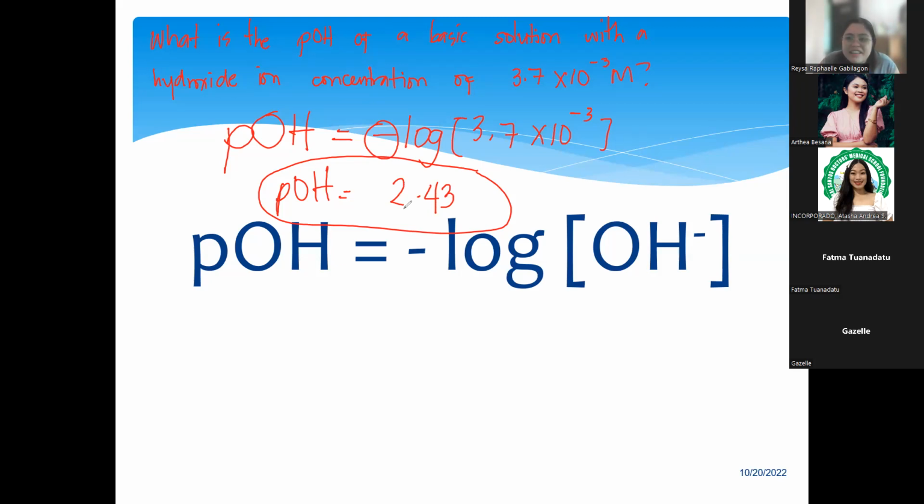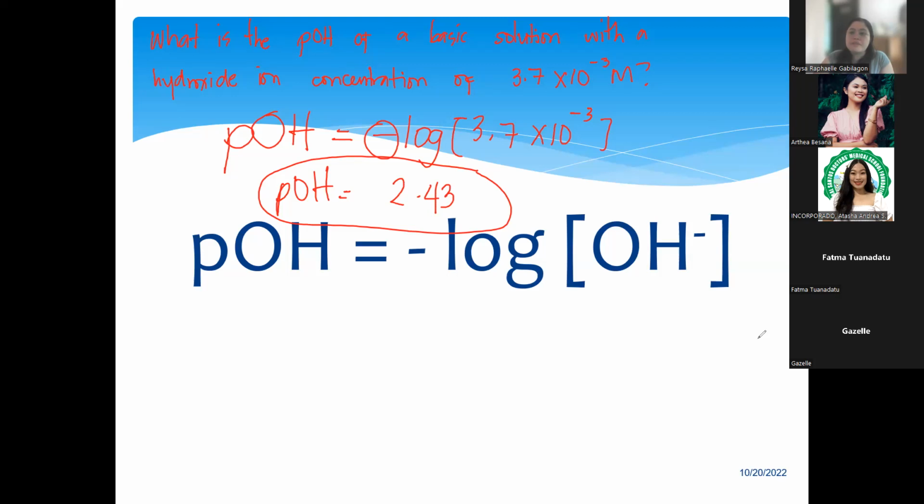Again, I'll repeat, it's negative, then log, and then 3.7 times 10 raised to the power of negative 3. Okay? What do you mean both have a negative sign? The log has a negative, and the 3 here also has a negative. So you have to get 2.43. Okay, questions? I will not dwell that much on the pOH, because it has the same way of computation as the pH.